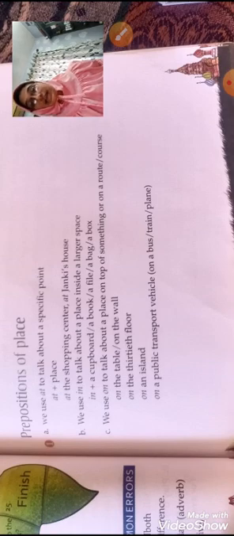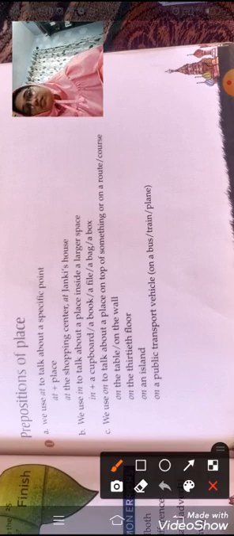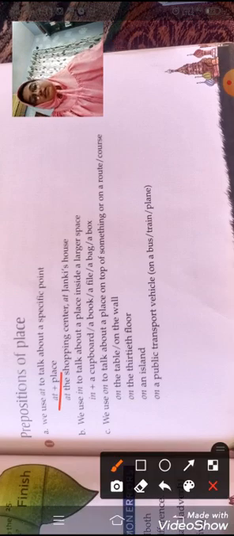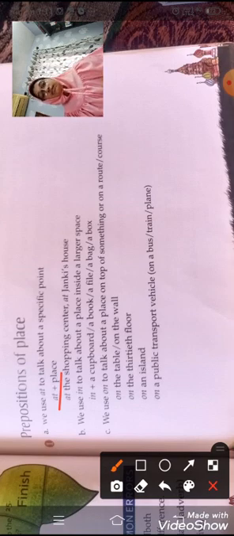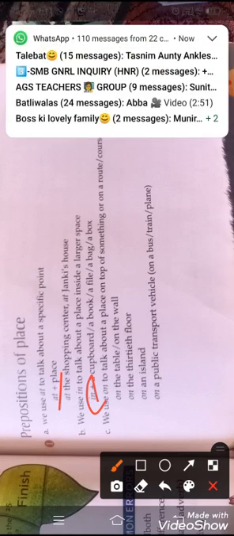We use at to talk about a specific point. At plus place: at the shopping center, at Janki's house. When we want to talk about a specific place, we use the preposition at. We use in to talk about a place inside a larger space. So in a cupboard, in a book, in a file, in a bag, in a box. When we want to talk about a place inside, we use in. This is a preposition.